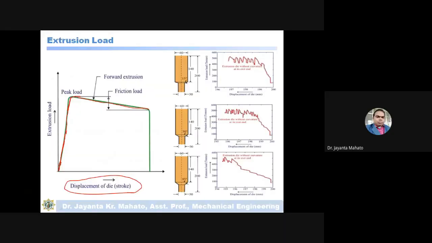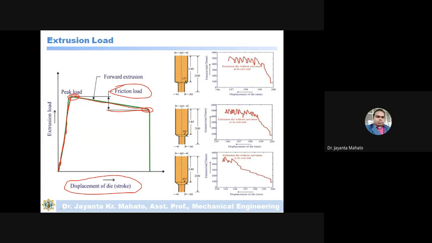The difference between this peak load and this load is called the friction load.